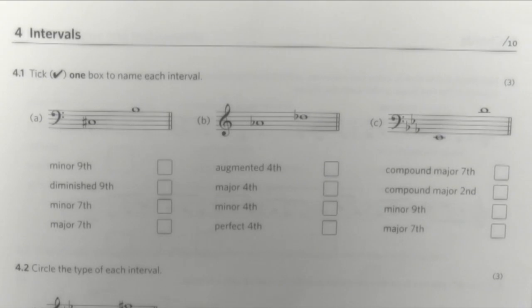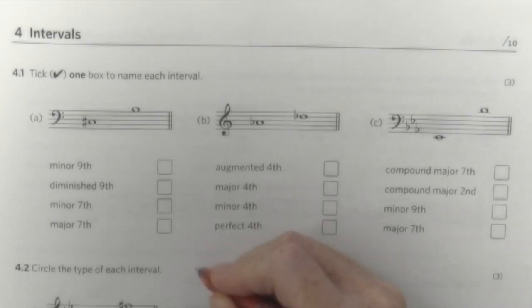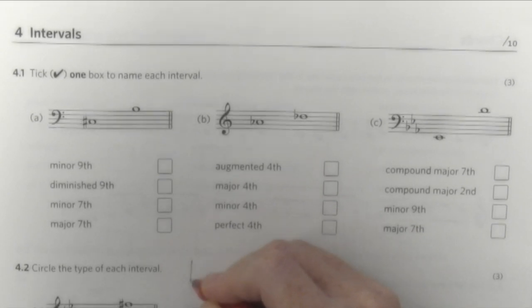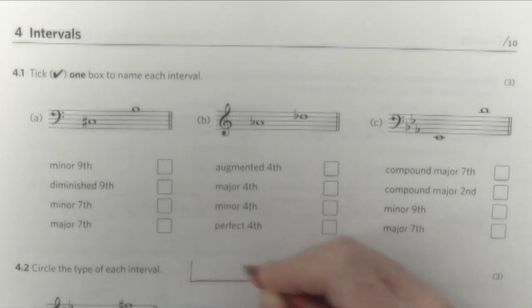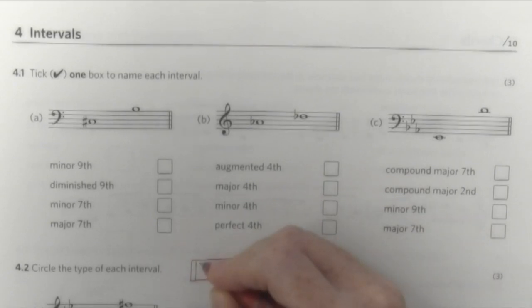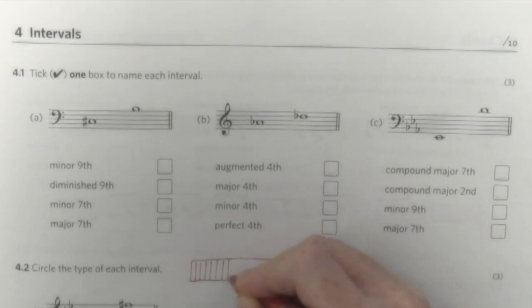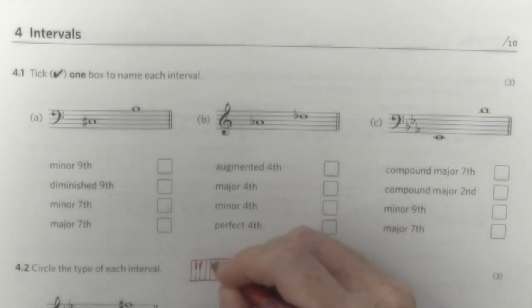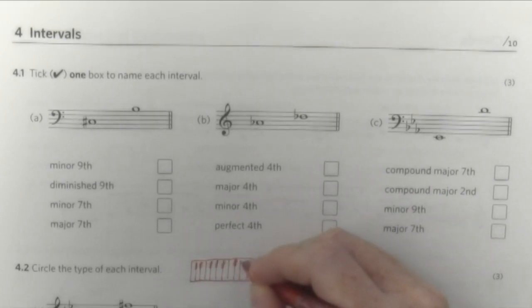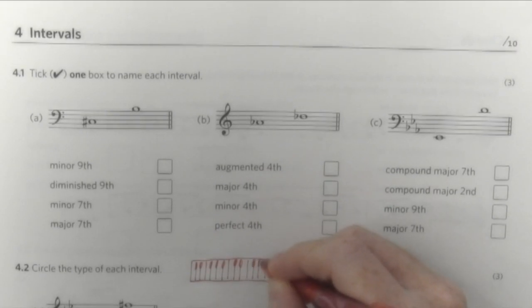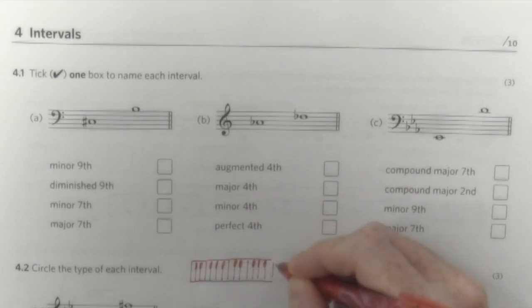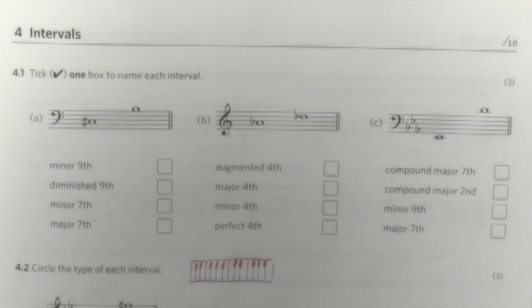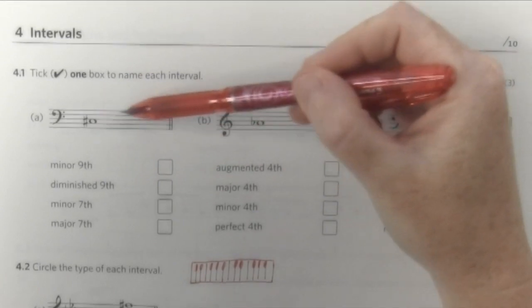Okay, intervals. We need a keyboard, and I'm going to write it here so we can use it. I can use it for 2 exercises. This keyboard is so long and dreadful. Never mind. Okay, this is a 7th.